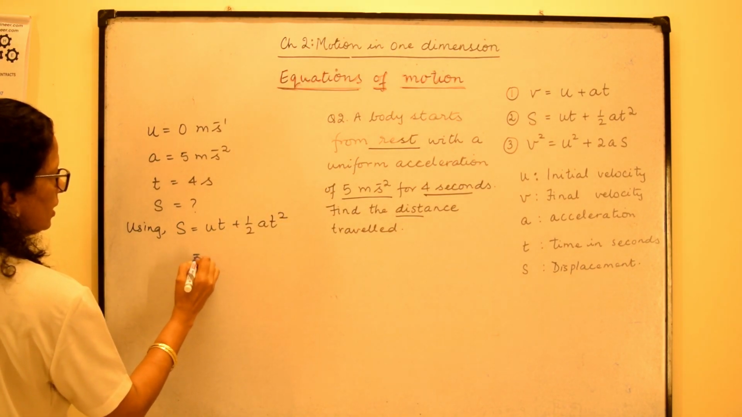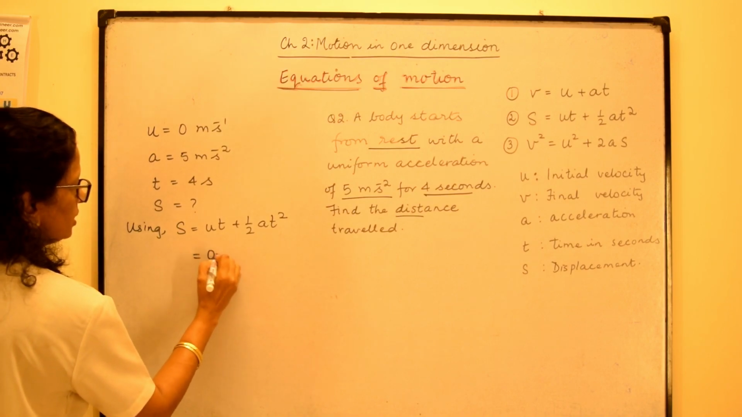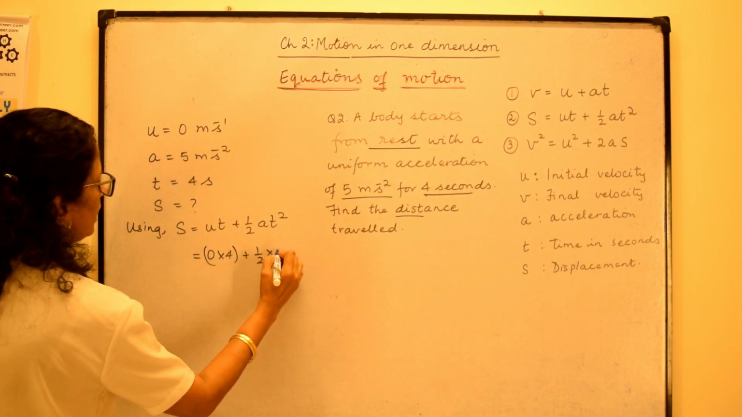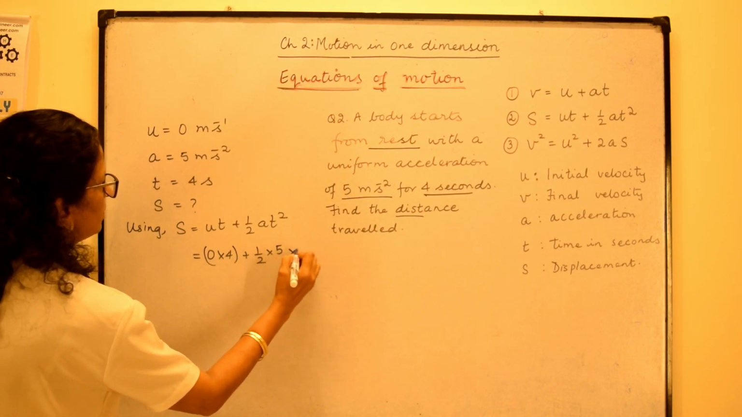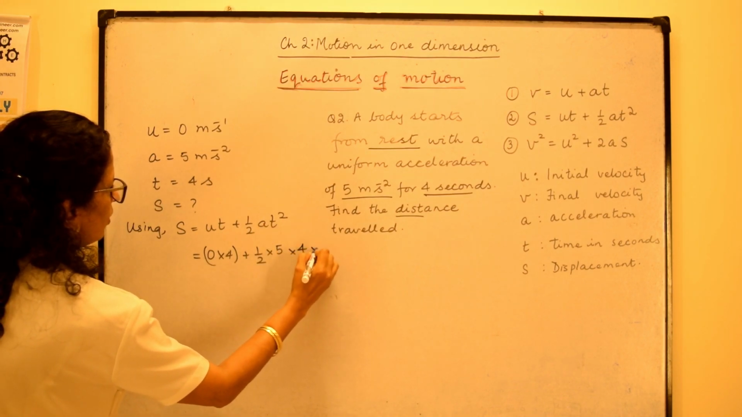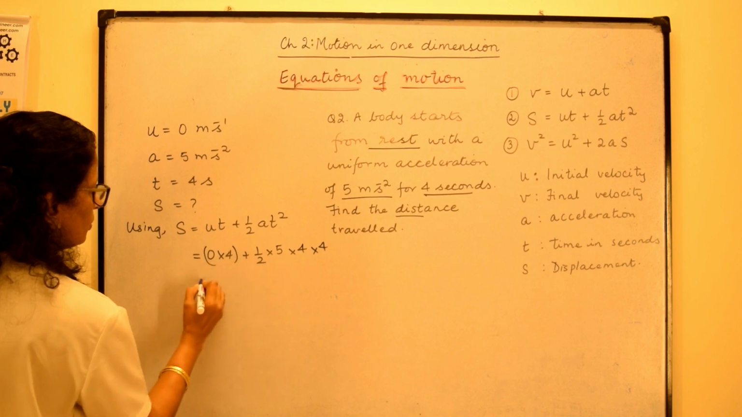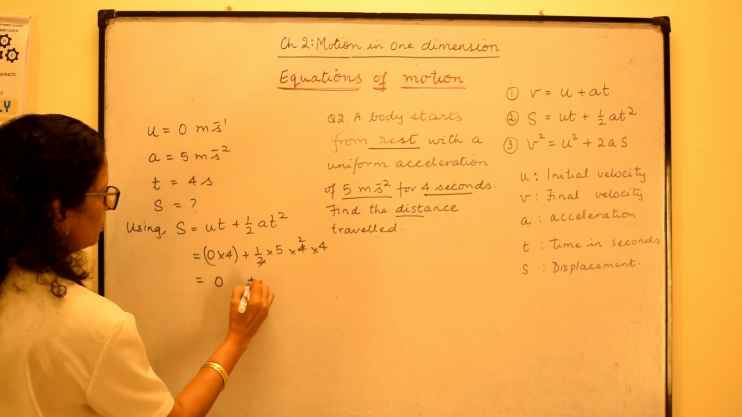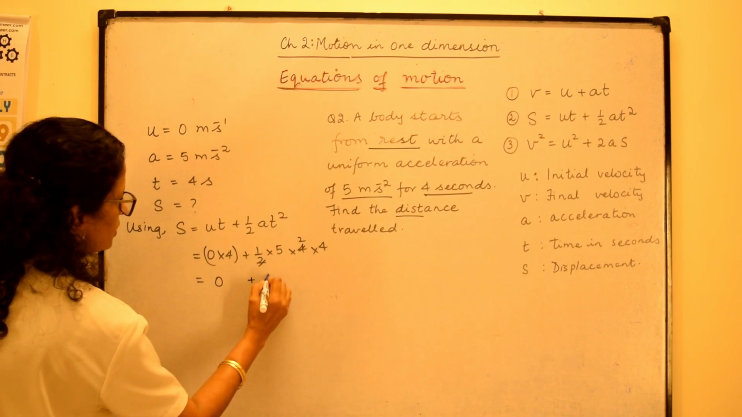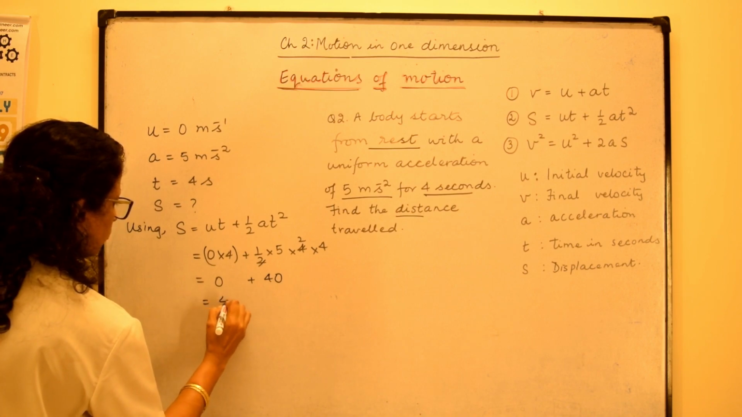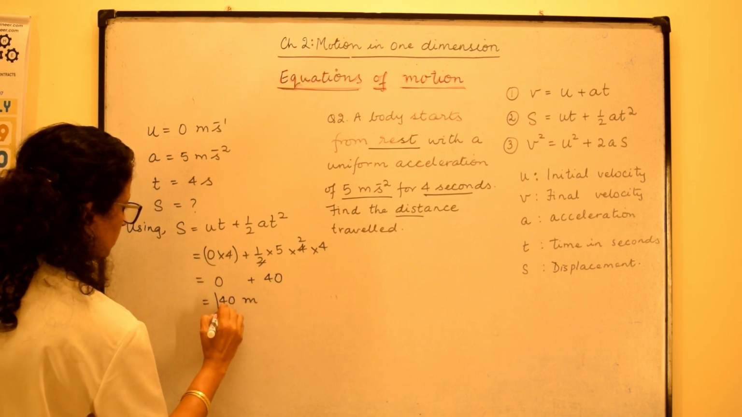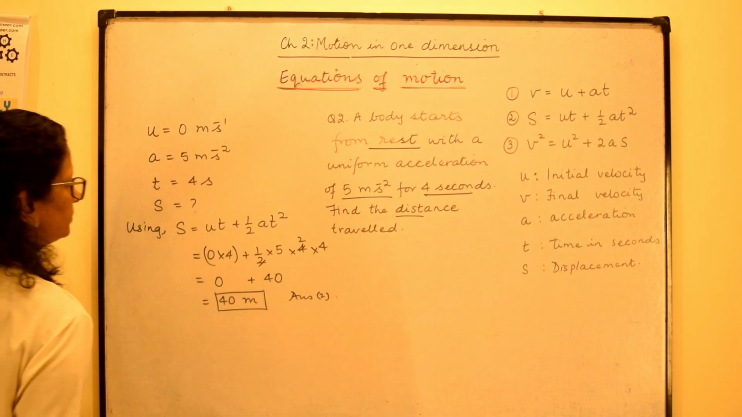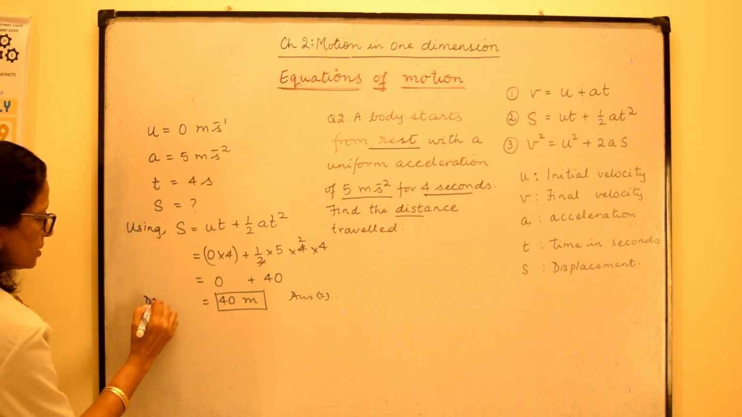Can we substitute? s we do not know. ut is 0 multiplied by 4 plus half, a is 5, multiplied by t square is 4 into 4. So you will have 2 going twice over here, and this is 0 plus 5 is 10 and 4 is 40. So you will have 40 meters. And that is our answer 2. This is our distance travelled.